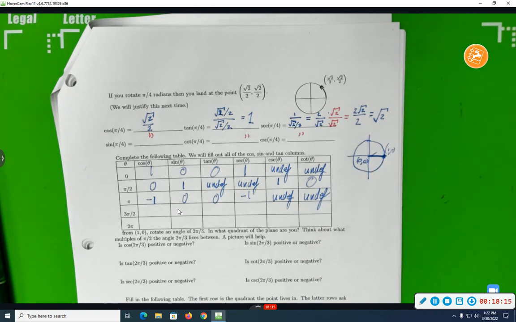Nice. So here's what I want you to do now. Go through the same motions, draw a picture, figure out what the rotations at these angles will do, to tell me what the trig functions at 3 pi over 2 are, and tell me what the trig functions at 2 pi are.